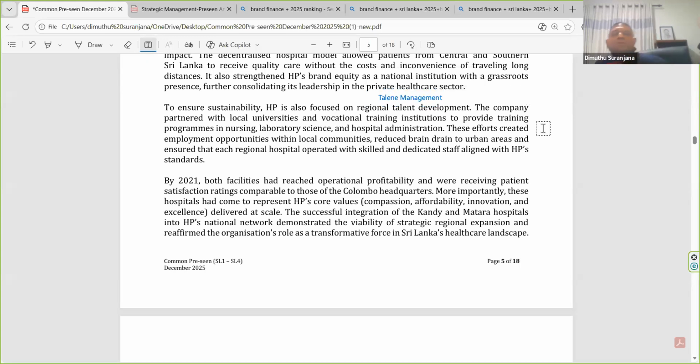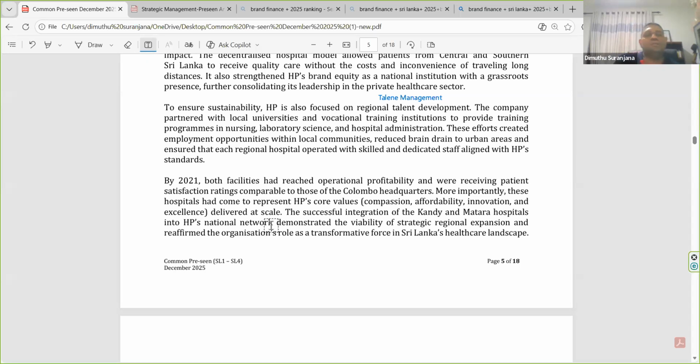The company partnered with the local universities and vocational training institutions to provide training programs in nursing, laboratory science, and hospital administration. These efforts create employment opportunities within local communities, reduce brain drain to urban areas, and ensure that each regional hospital operates with skilled and dedicated staff aligned with the standard. So that gives more opportunities for the local community, more employment opportunities. Then people stop coming from rural areas to urban areas.